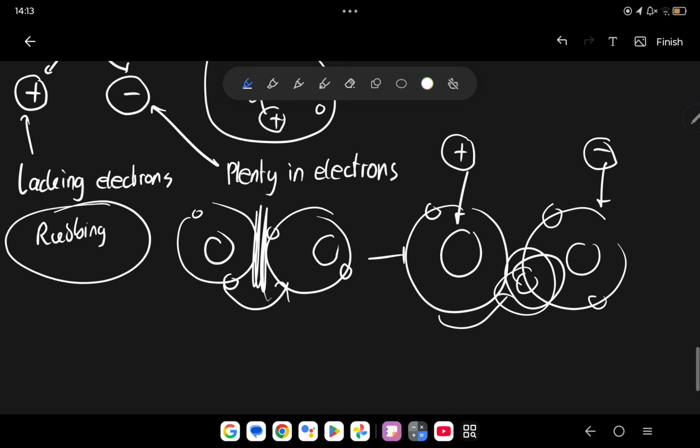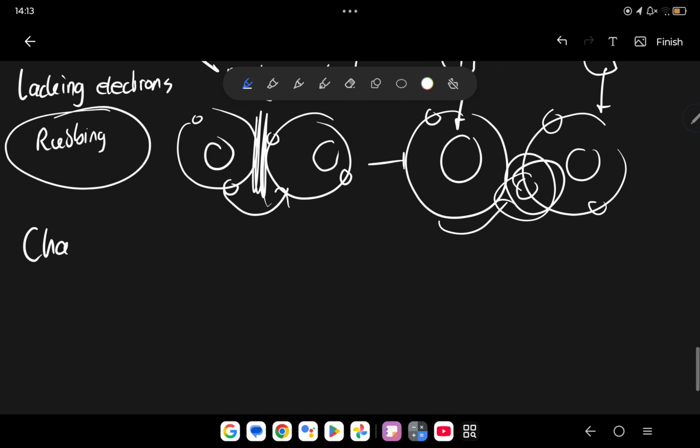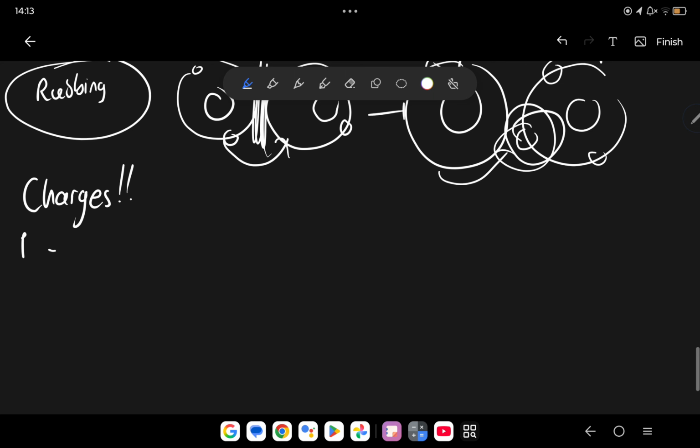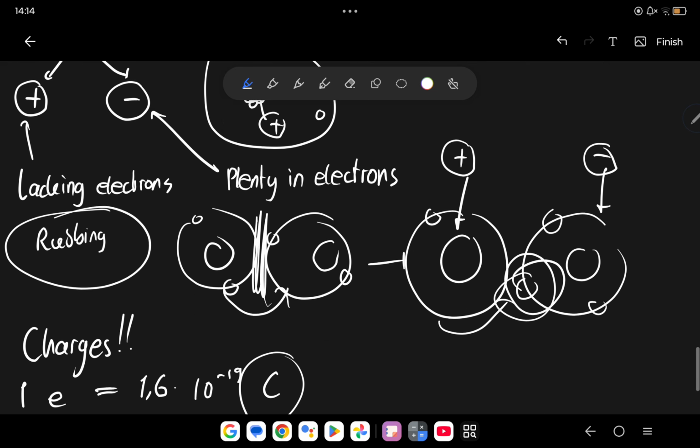Okay? Now, these are called the charges. One electron has a charge of 1.6 times 10 to the power of negative 19 coulomb. Coulomb is the unit for a charge. That's the standard. Very cool. Now, what are the interactions? What can happen between these charges?